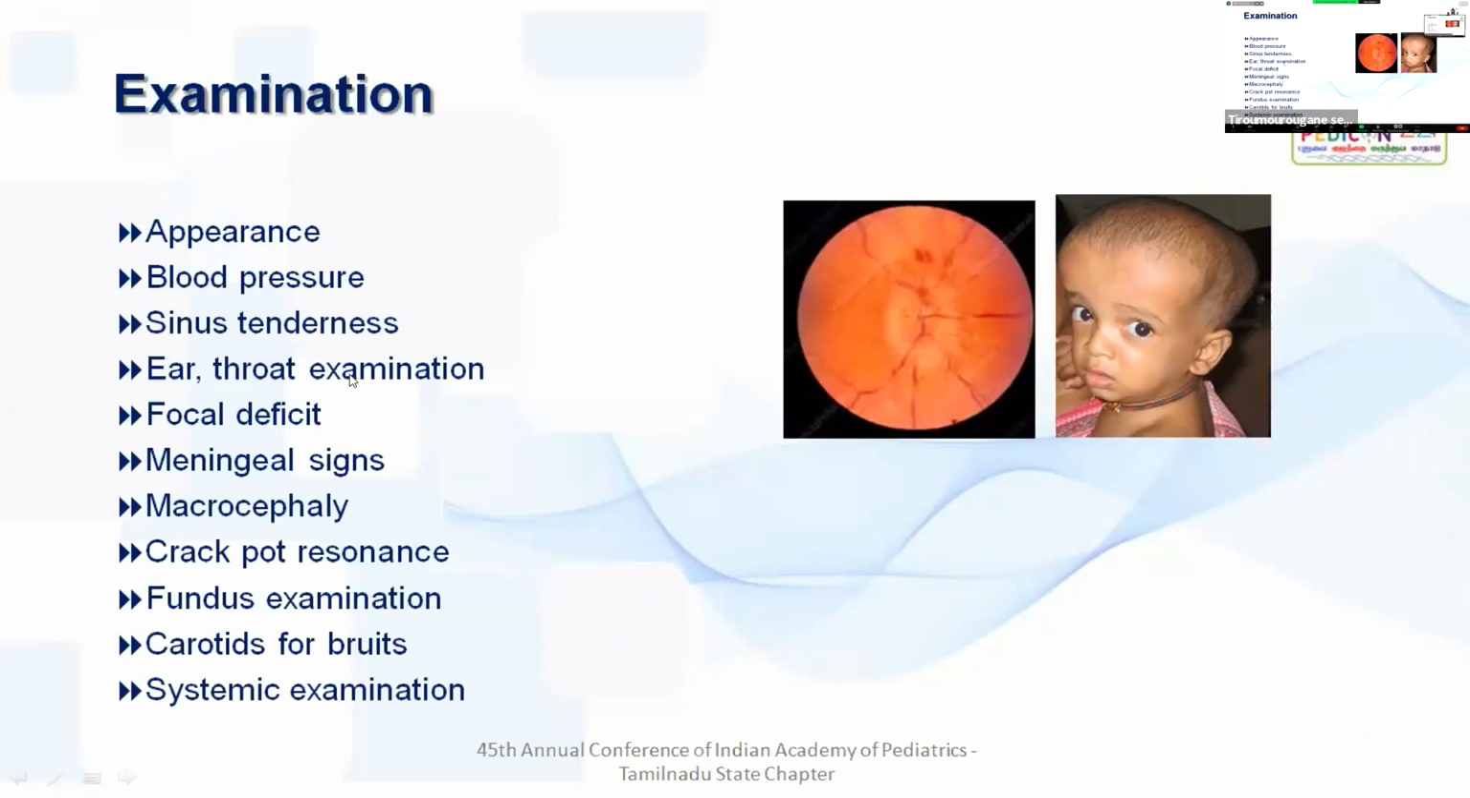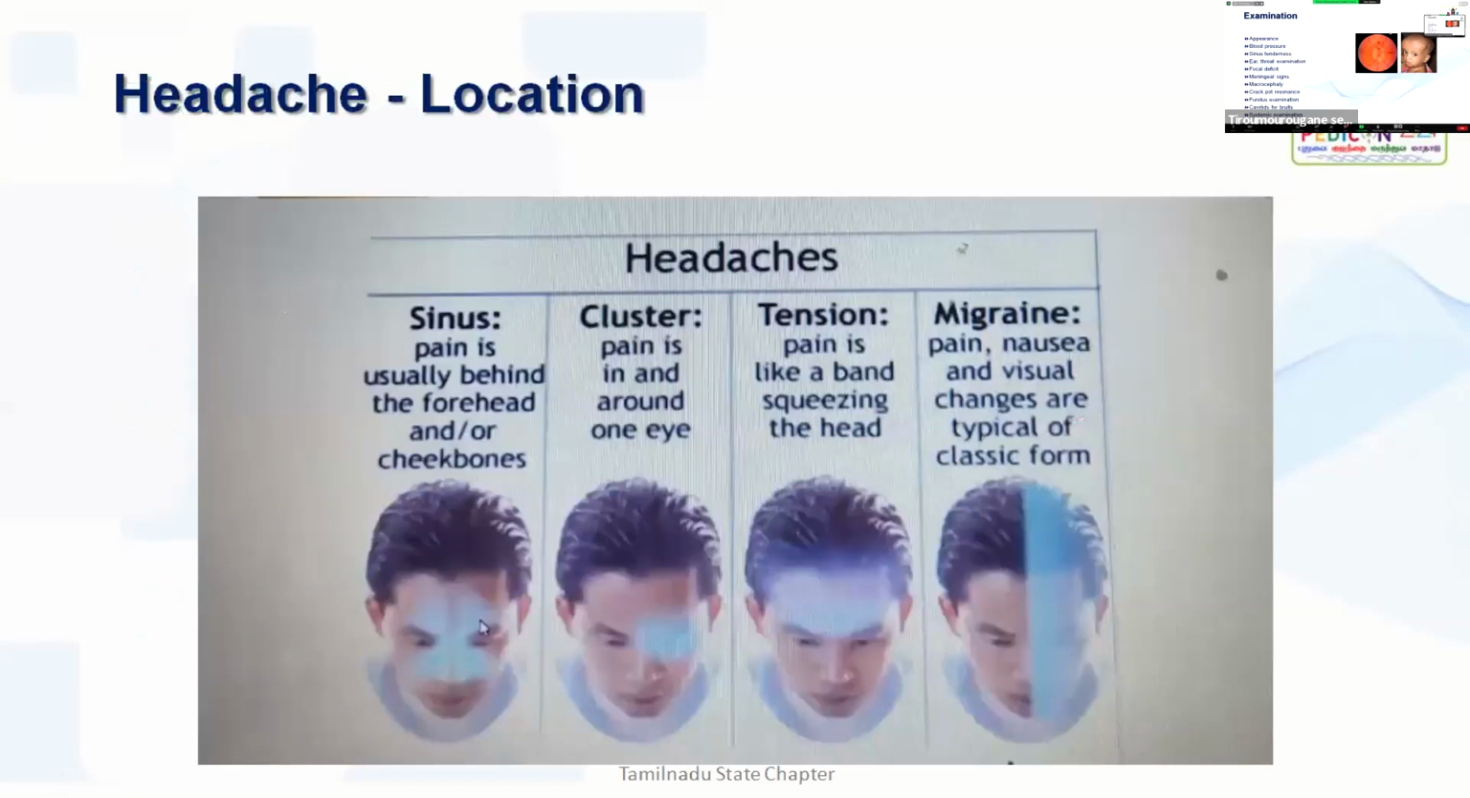Look for sinus tenderness, ear and throat examination, presence of any focal deficit in the form of cranial neuropathies or hemiparesis, ataxia. Look for papilledema in the fundus examination, macrocephaly, cracked-pot resonance, presence of meningeal signs, which indicate the child is having meningitis or a subarachnoid hemorrhage. Look also for bruit in the carotids, which can denote or imply a fistula or arteriovenous malformation.